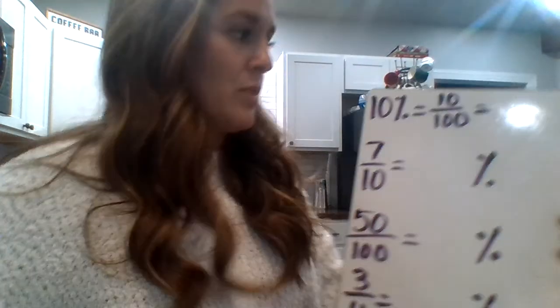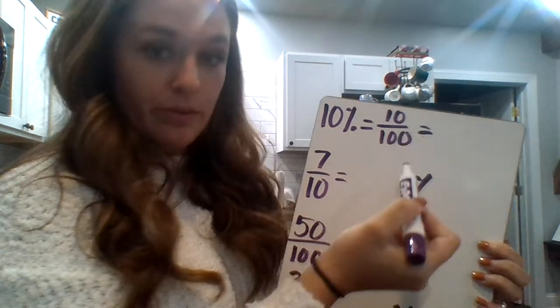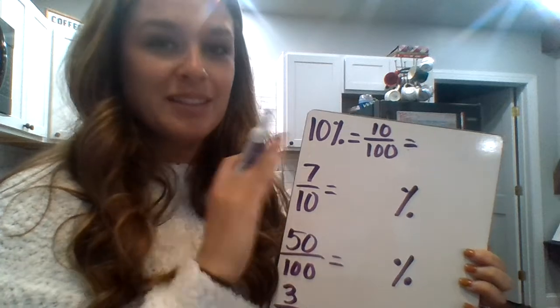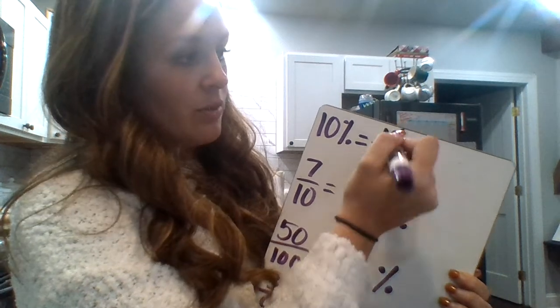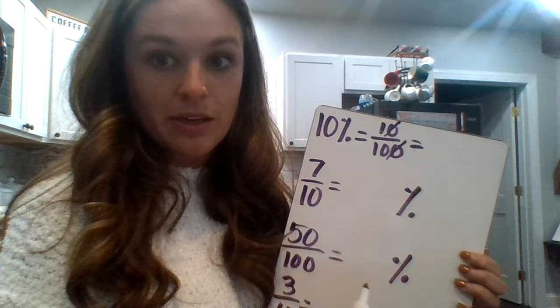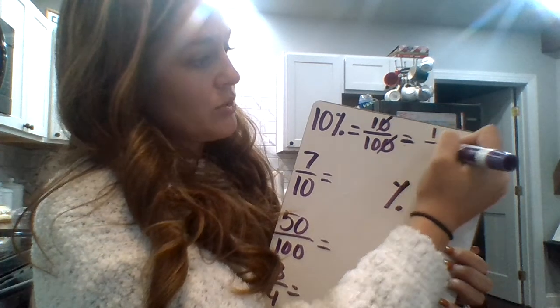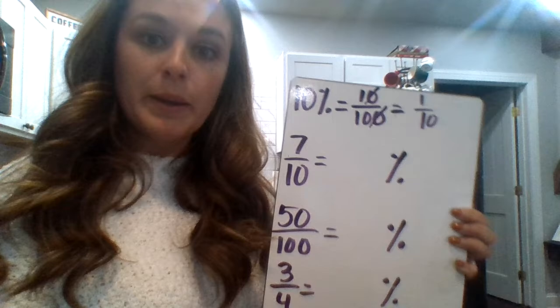Got one more like this. So 10% equals 10 over 100. We need to reduce that. The ones with zeros at the end are my favorite because they're easy. If you take away a 0 here, you can also take away a 0 here. So it equals 1/10. Okay.